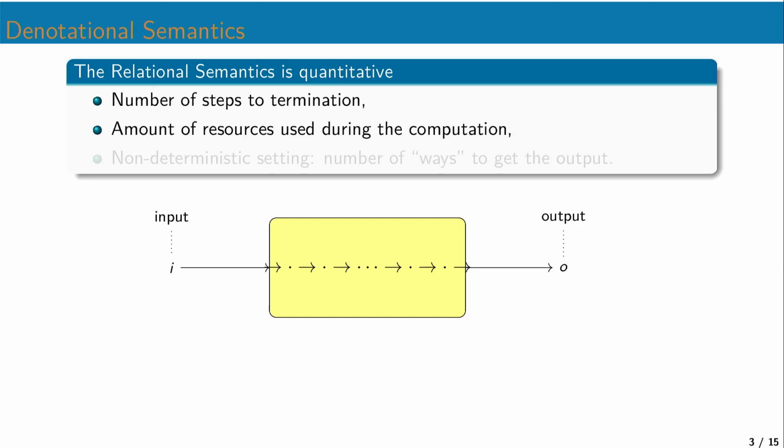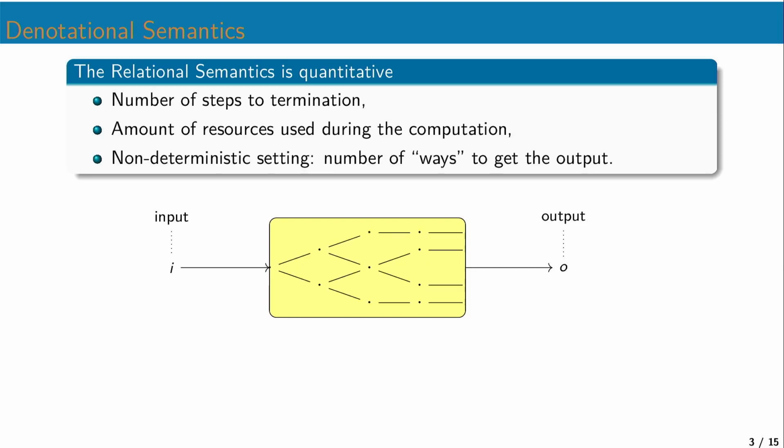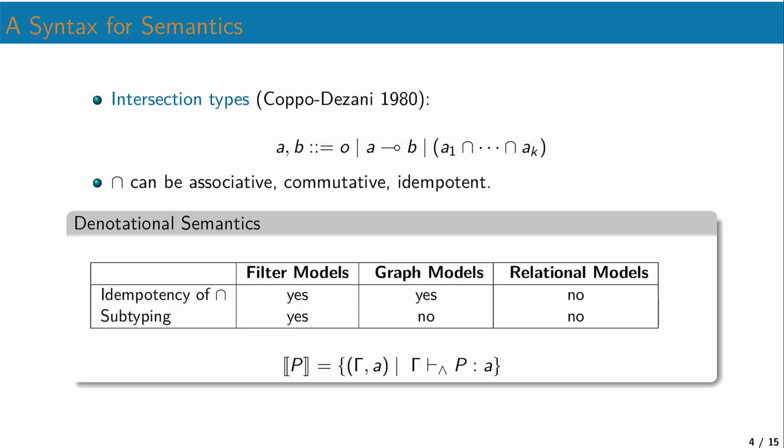In particular, the relational semantics, so the interpretation given in the category of sets and relations, is the most famous kind of quantitative semantics. It allows us to have precise information on the number of steps to termination of your program, for instance, also the amount of resources used during computation, and in the non-deterministic setting, you can also count the different ways that your program gives you the output. Both Scott semantics and the relational semantics can actually be presented in a syntactic way, exploiting a particular kind of type system that is rooted in the notion of intersection types.